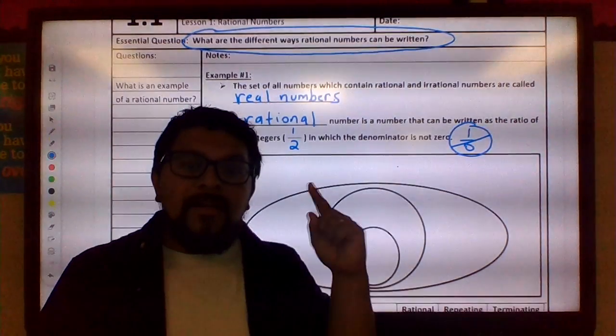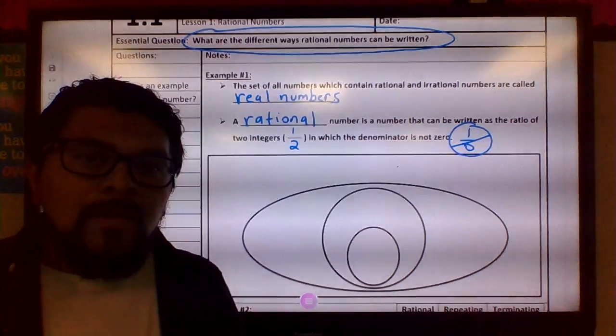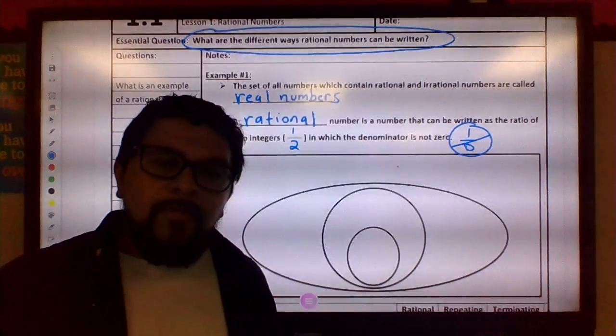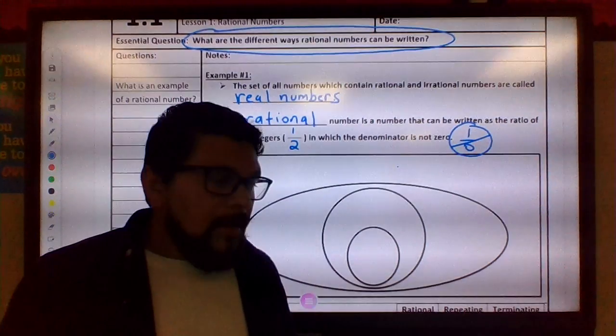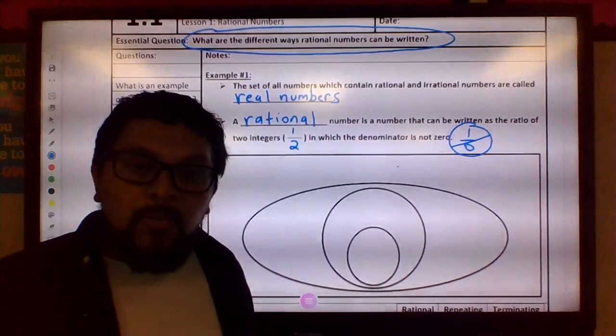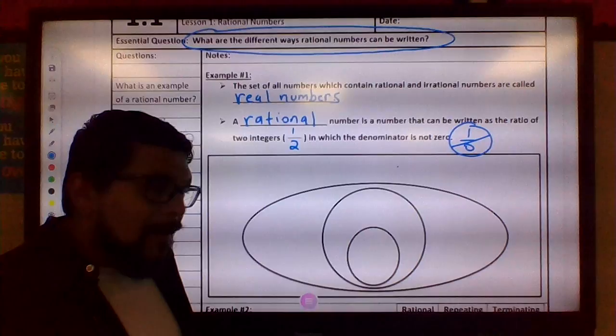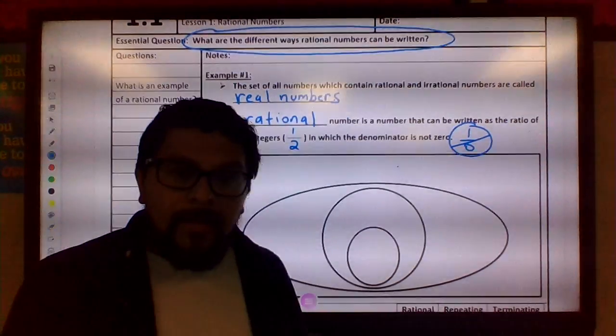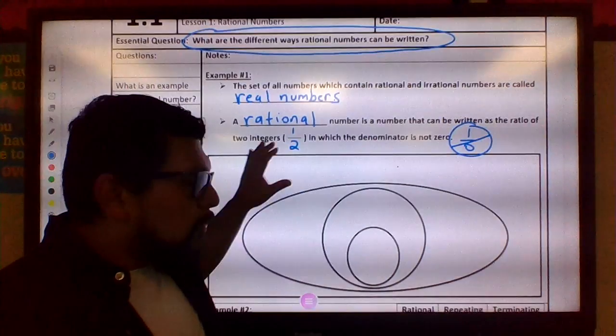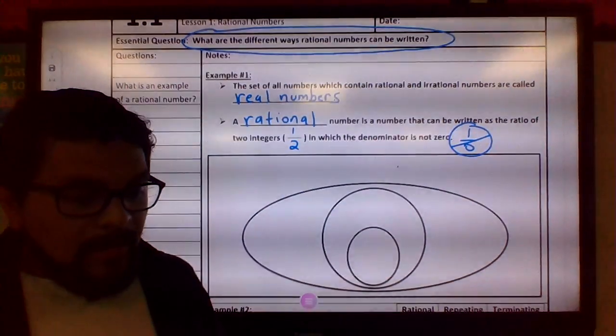I'm going to go ahead and continue with example number one. If you didn't get the beginning of example number one, then you can go ahead and watch the other video before this one. Okay? So we're ending example number one here. We're going to fill out this graphic right here, this thing that looks like an eyeball. And this is actually how real numbers are categorized.